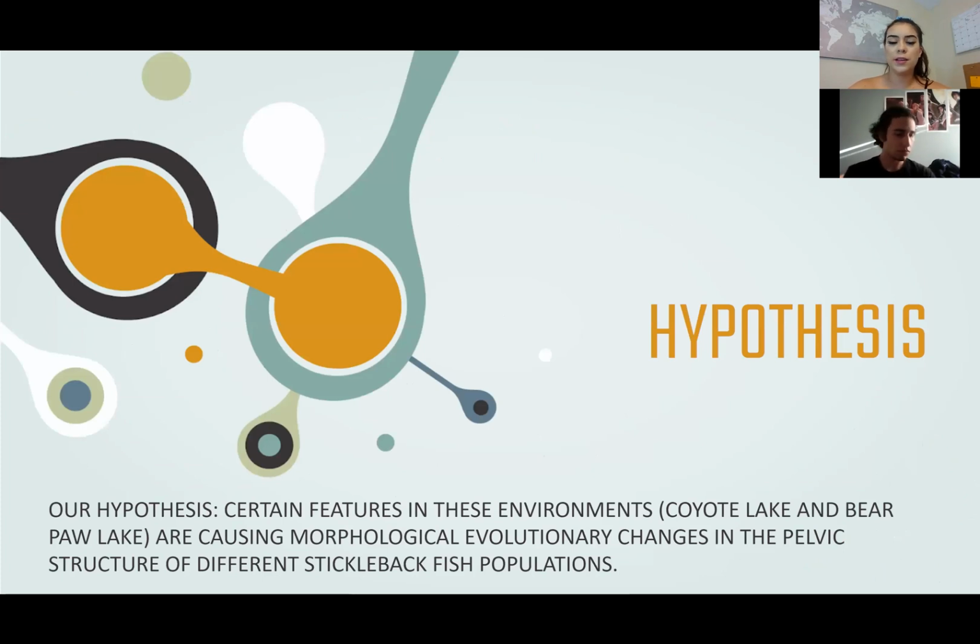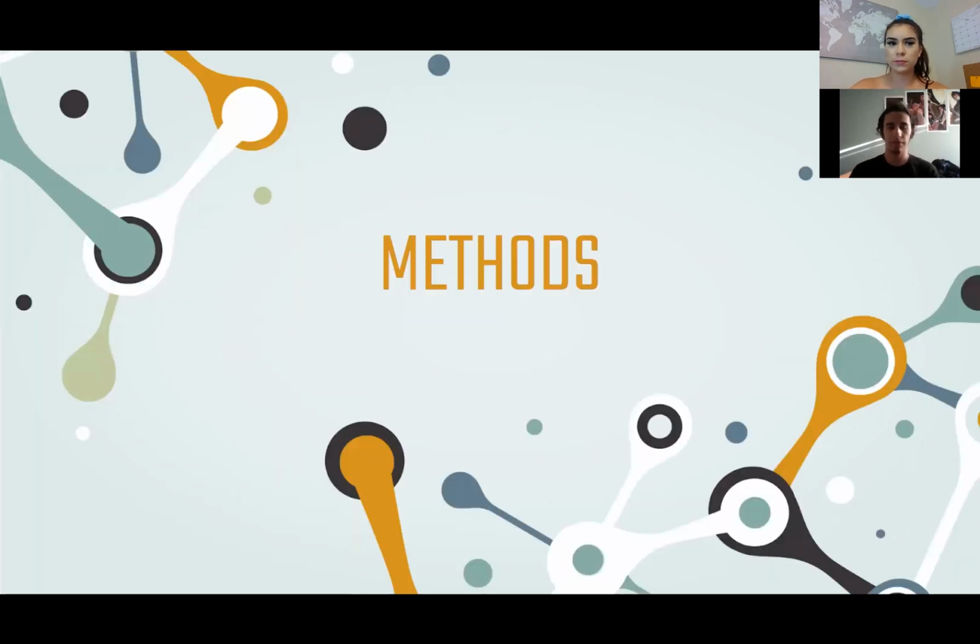Our hypothesis is certain features in these environments, Coyote Lake and Bear Paw Lake, are causing morphological evolutionary changes in the pelvic structure of different stickleback fish populations. Here we're going to give you some of our methods.